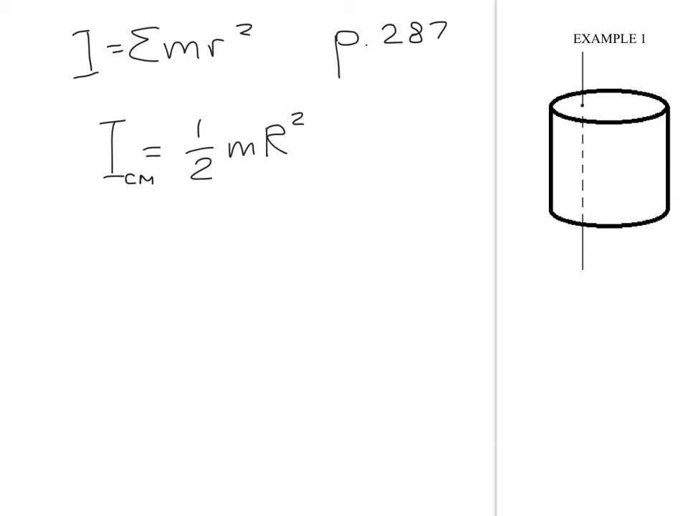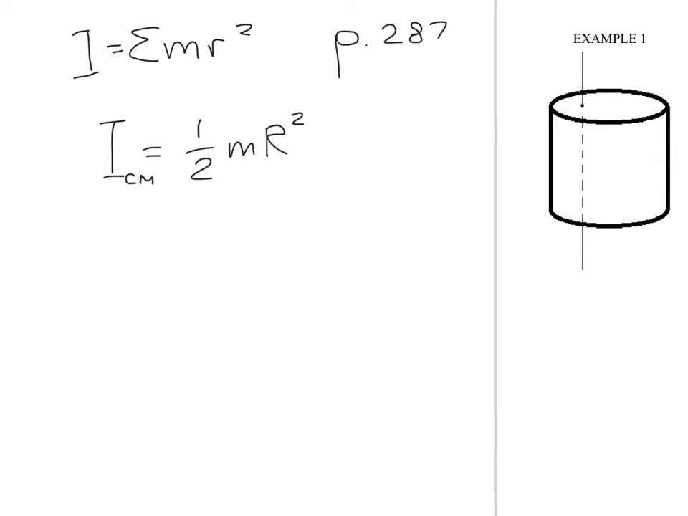Like if it's a solid sphere, it's not that at all. For a solid sphere, instead of this 1/2 right here, it would be a 2/5. If it's a hollow sphere, then it's 3/5. So there's not really any good way to predict what that is. You're just going to have to look it up in your table.